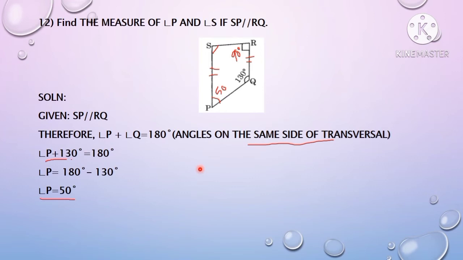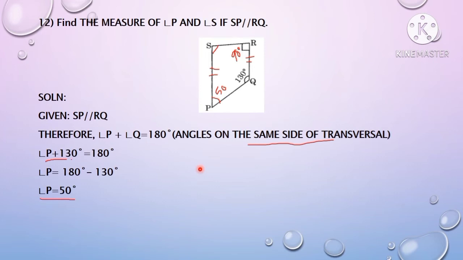P and Q are adjacent angles, right? Then S and R are also adjacent angles. So first we will find angle P. Angle P plus angle Q is equal to 180 degrees. Why? Angles on the same side of a transversal. So the sum of adjacent angles is equal to 180 degrees. Angle P plus angle Q, which is 130 degrees, equals 180 degrees.